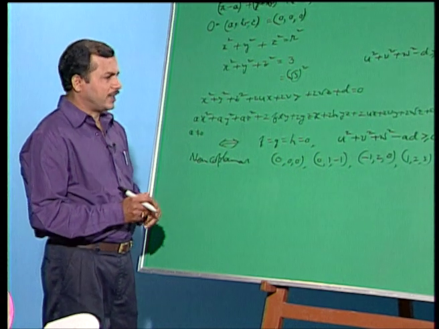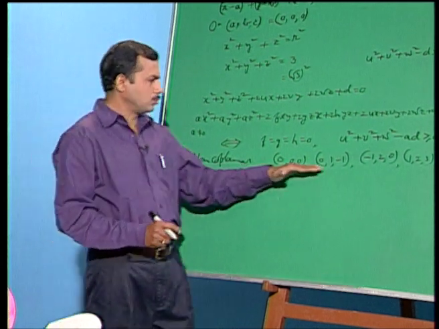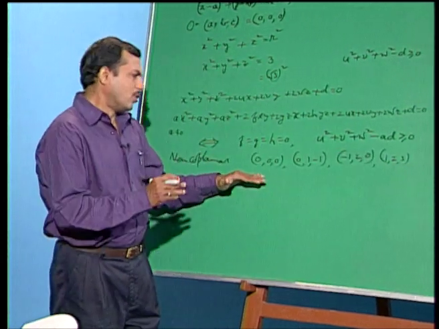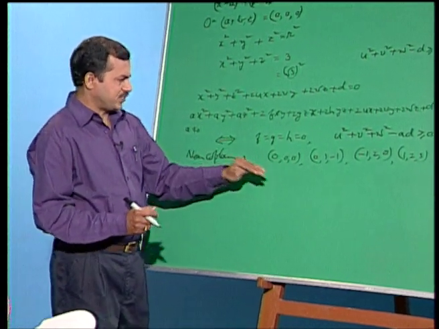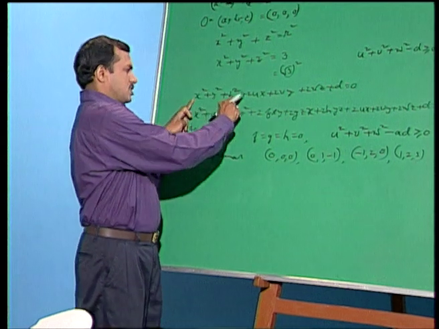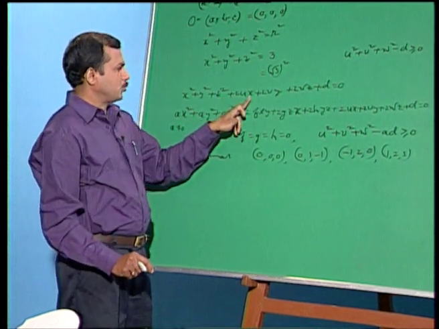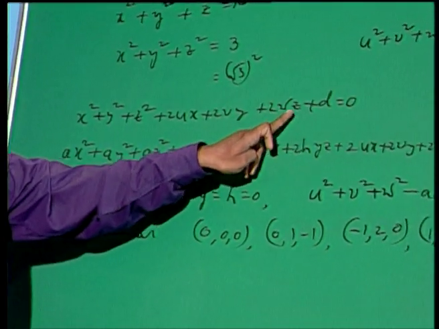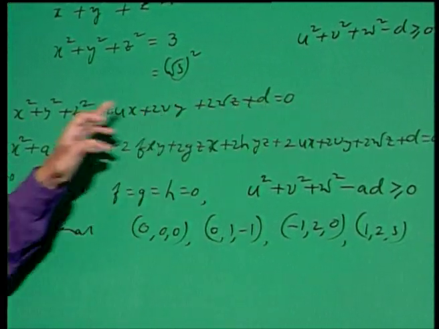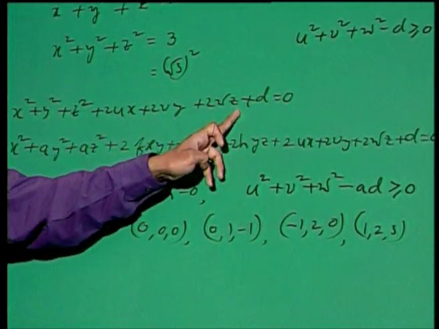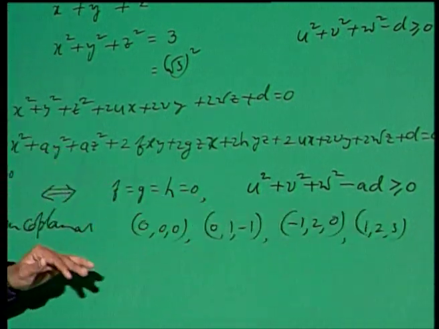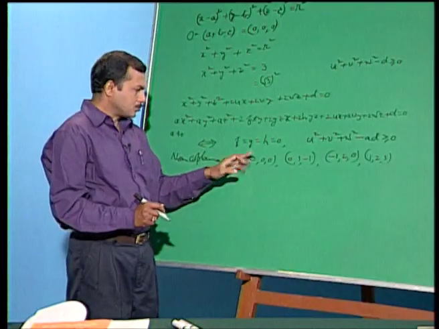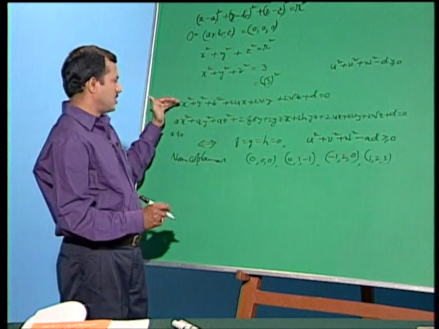Now, let us see how to find a sphere passing through 4 given points. To determine such a sphere, let us consider this equation: x² + y² + z² + 2ux + 2vy + 2wz + d = 0. Let us say this is the equation of a sphere passing through these 4 given points. What we do is we substitute each of these points in this equation.